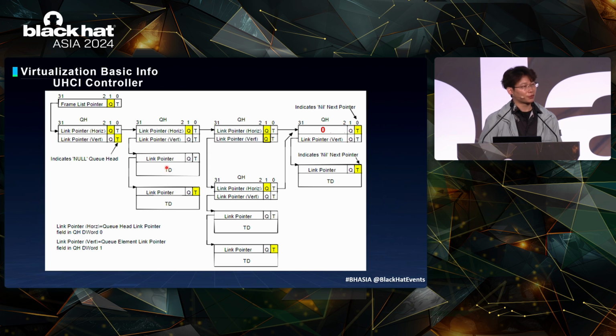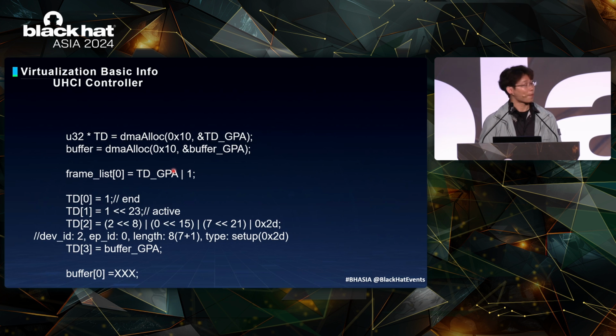The TD structure's first 4 bytes is GPA2. It points to the next TD structure, and the rest of the TD structure is data. Here is a simple example of a TD structure. DMLalloc is a function to allocate continuous physical memory that returns the GVA to TD and gets the physical address to the second parameter. The frame list array stores the GPA of the TD structure and sets the last bit to 1.